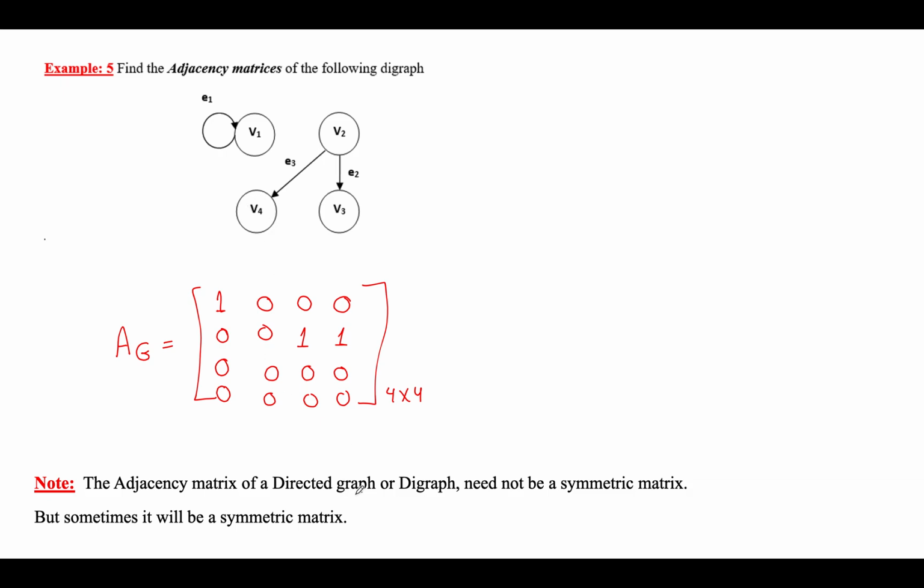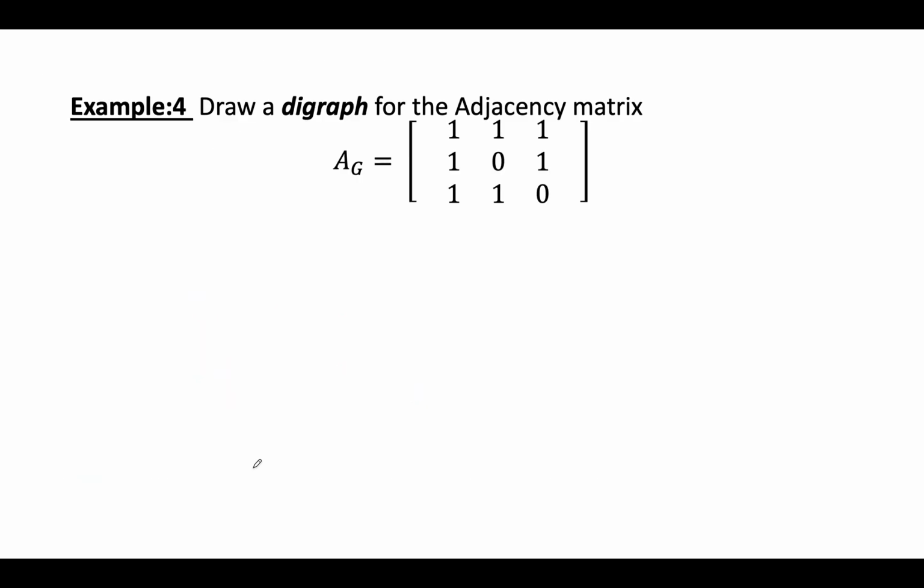Now the adjacency matrix of a directed graph, or digraph, need not be a symmetric matrix, but some time it will be asymmetric. Let's see, if we got the adjacency matrix and we want to draw the directed graph. Now here from this adjacency matrix we can see that we got 3 vertices.